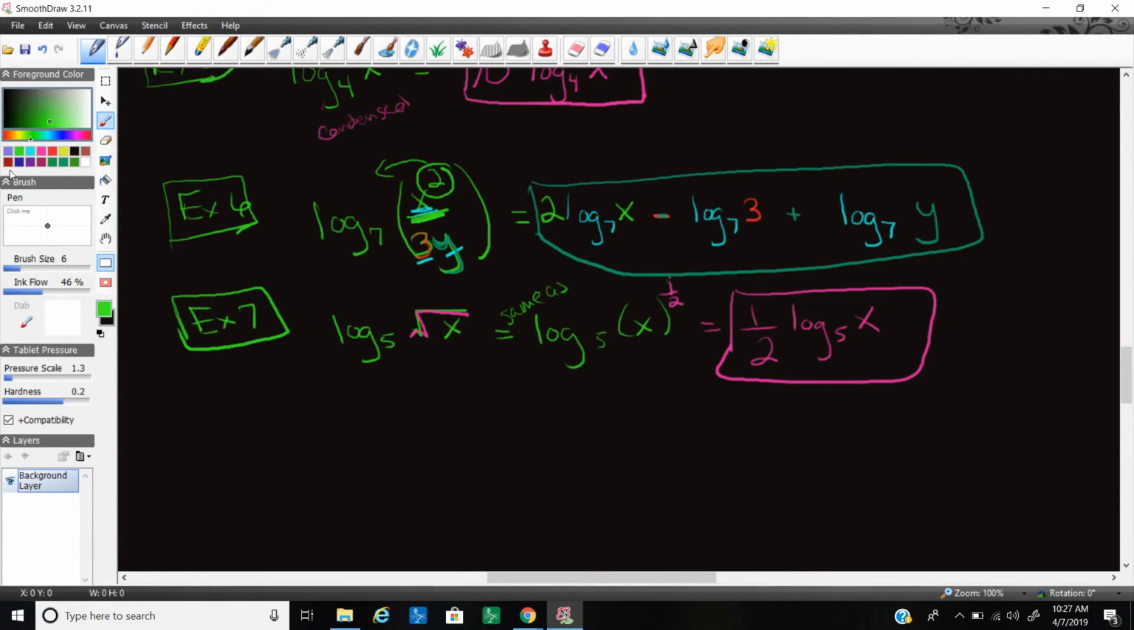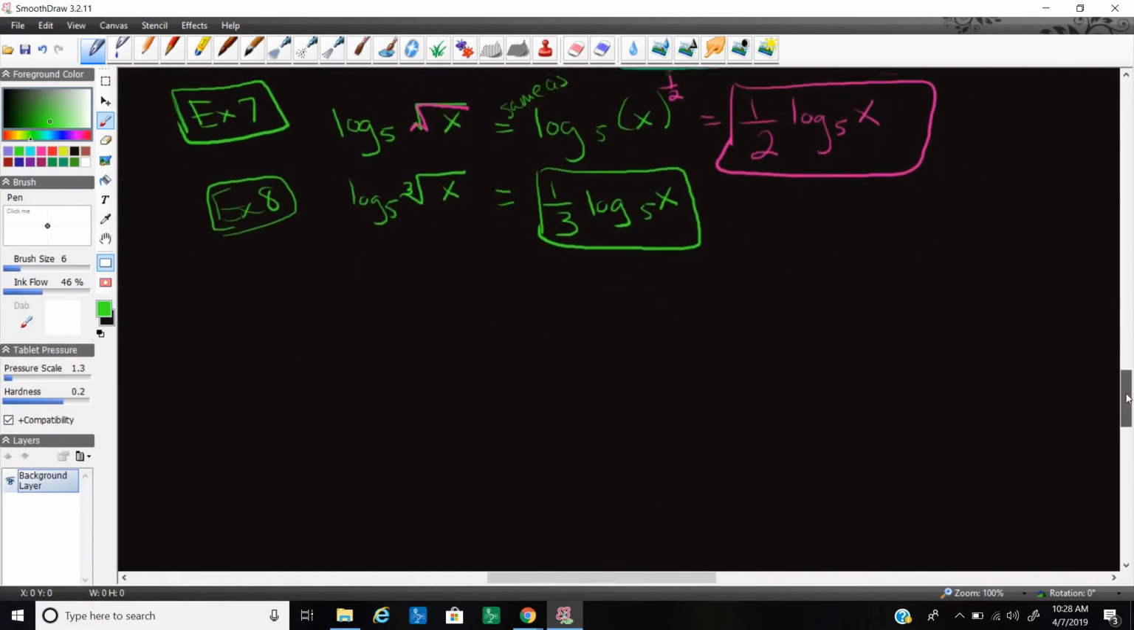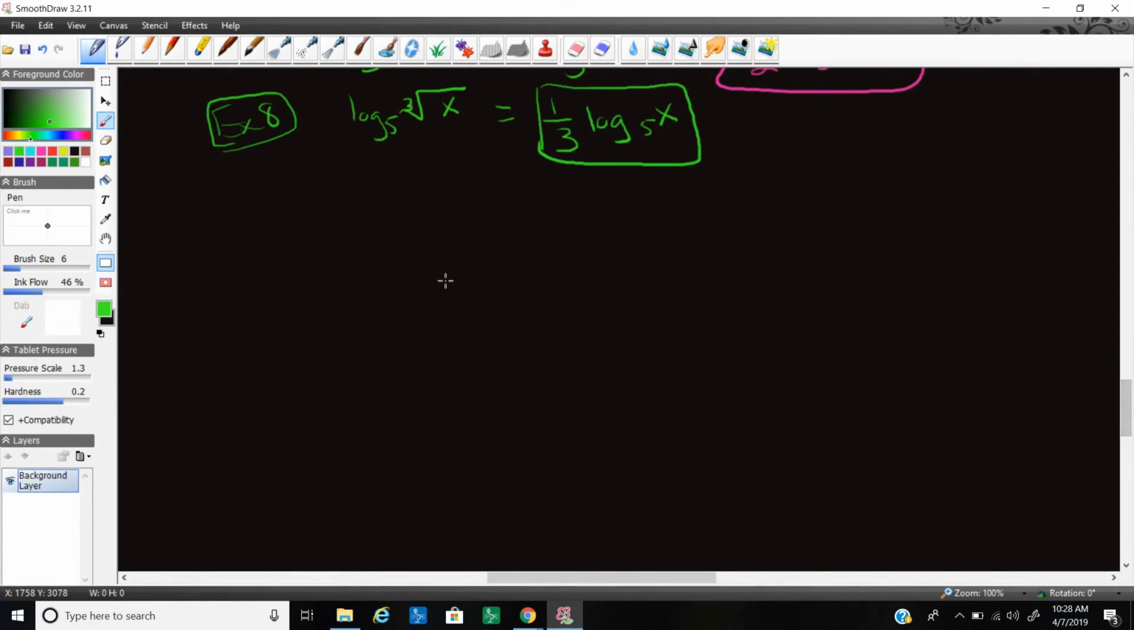Just to kind of piggyback off of this one, the same rule applies for other roots. So let's say you have log base 5 of a cube root of x. Well, the cube root is just the same as the power 1 over 3. So this would be 1 over 3 log base 5 of x in the expanded form. Okay, let's go ahead and do one more.